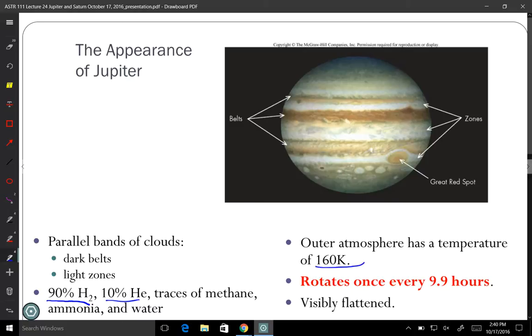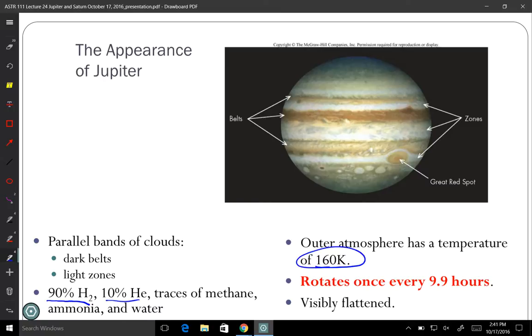So the temperature for the outer atmosphere is about 160 kelvins. Would you consider that hot or cold? No idea is an honest answer. I'm going with cold. Because room temperature, what would you say is room temperature? Use any units you're comfortable with. What's the temperature in this room right now? Probably around 70 degrees.